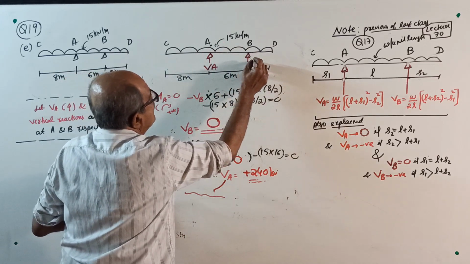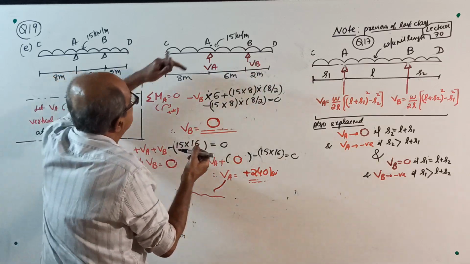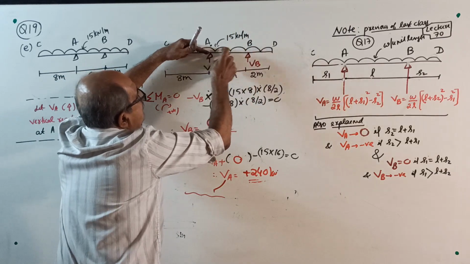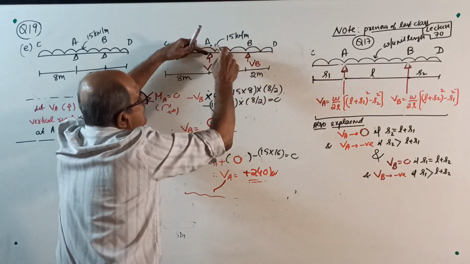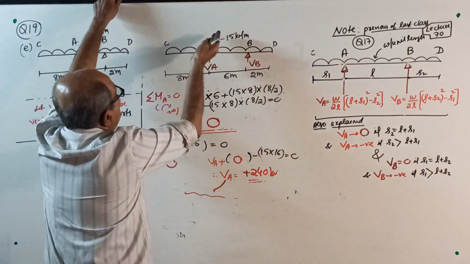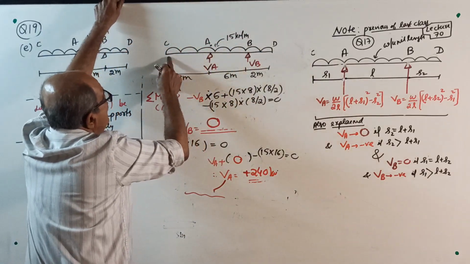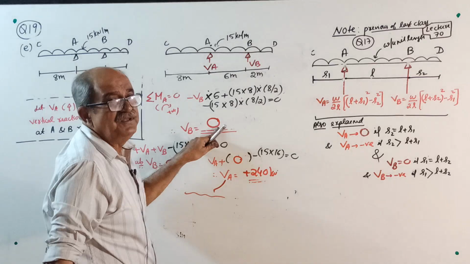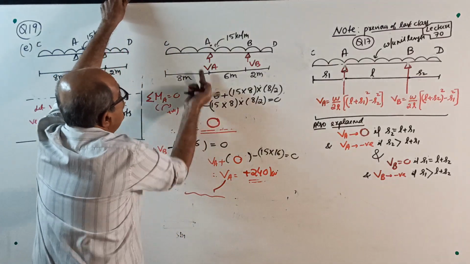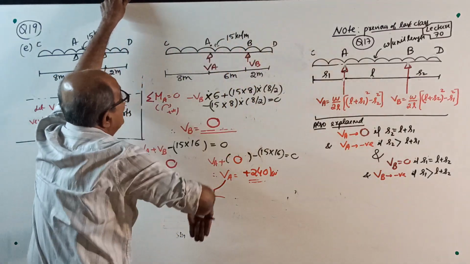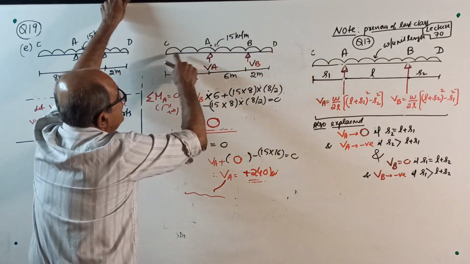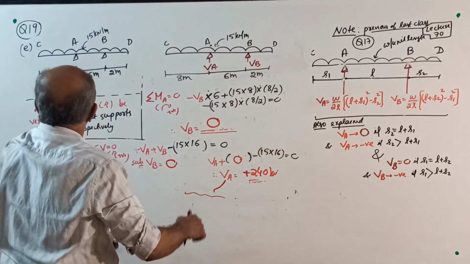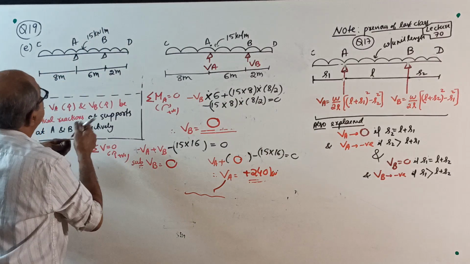VA, VB. Take moment about A. Minus VB into 6, plus 15 into 6 plus 2 is 8, into 8 by 2, clockwise, minus 15 into 8, into once again 8 by 2, anticlockwise, equal to 0. VB will come 0. Sigma V equals 0. VA plus VB minus 15 into 16 equal to 0. VA will come 240. So go back to draw one more sketch.